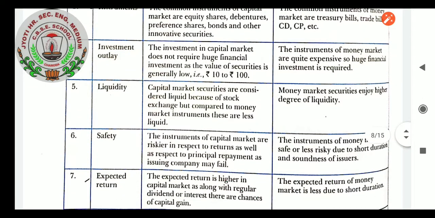On liquidity, capital market securities are considered liquid because of the stock exchange, but compared to money market instruments, these are less liquid assets. Money market securities enjoy a higher degree of liquidity.